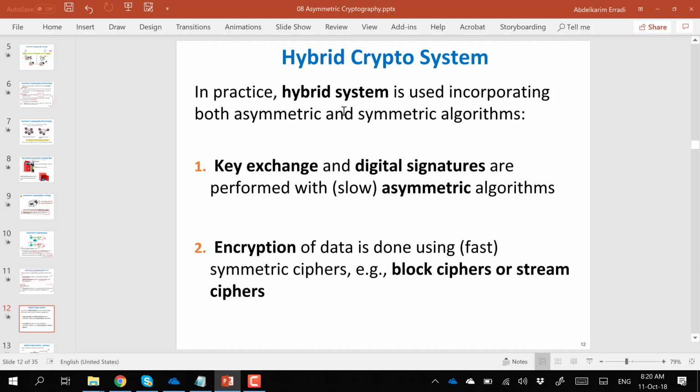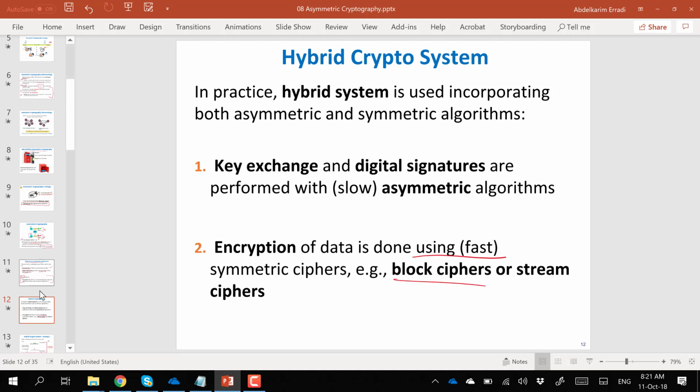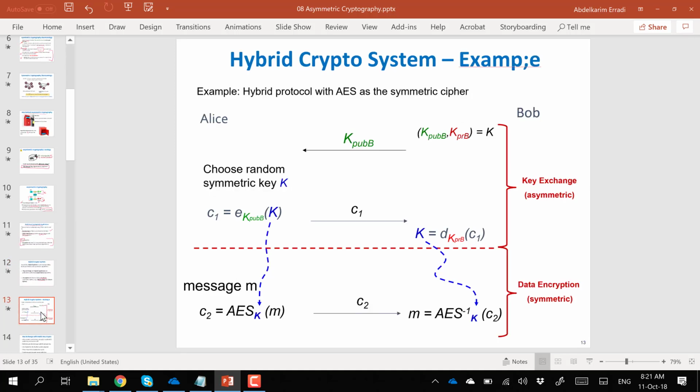I'll show you what it means shortly. Also, we can use asymmetric cryptography to sign our messages, to create what is known as a digital signature. So that's what we use these asymmetric parts for. And then once we establish the shared key, we switch to symmetric cryptography because it is fast. And we can choose whatever algorithm we want, whether it is a block cipher or a stream cipher. Okay, so here it is.